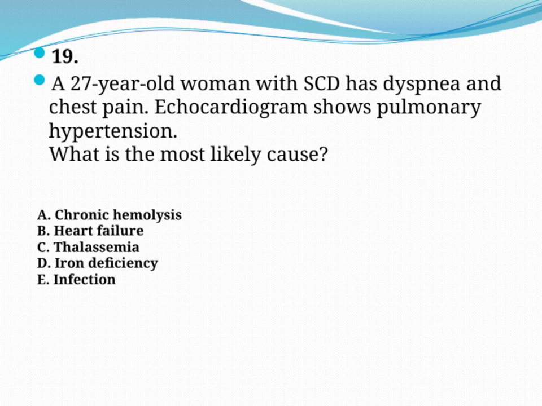Other options like heart failure, thalassemia, iron deficiency, or infection might also influence overall health. But in this specific context, pulmonary hypertension associated with sickle cell disease, chronic hemolysis is the primary driver. This case underscores how the pathophysiology of sickle cell disease, especially chronic hemolysis, can directly impact the pulmonary vasculature, leading to serious complications like pulmonary hypertension.